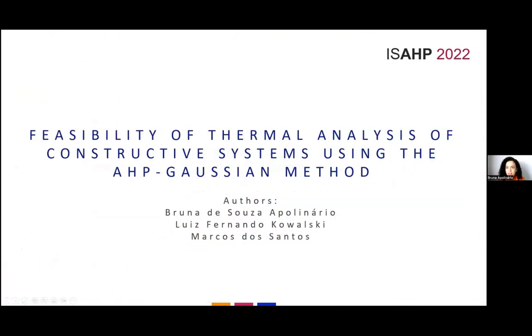I'm a civil engineering student at the Adventista University of São Paulo, and the title of the work that I will be presenting is Feasibility of Thermal Analysis of Constructive Systems using the AHP Gaussian method. And the authors are me, Fernando, and Marcos dos Santos.